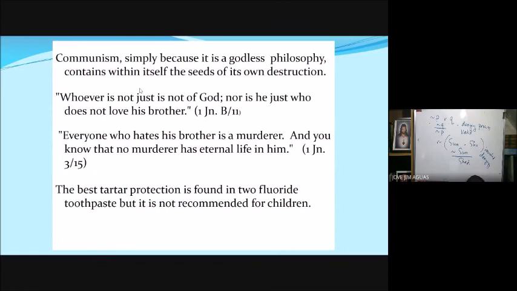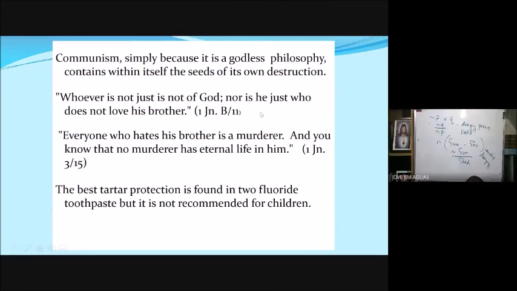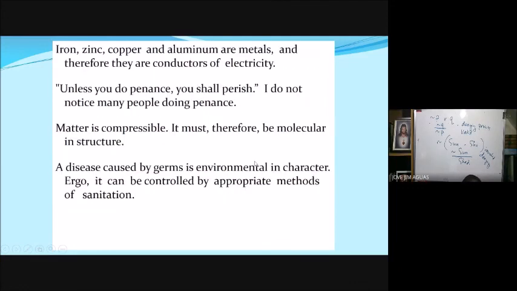Okay. Let's move to the next. Whoever is not just is not of God, nor is he just who does not love his brother. These are premises, so the conclusion is not there. So what is the conclusion? The common term is "not just," right? He who is not just. What's the answer? He who does not love his brother is not of God. Correct. So that's how you identify the implied statement.